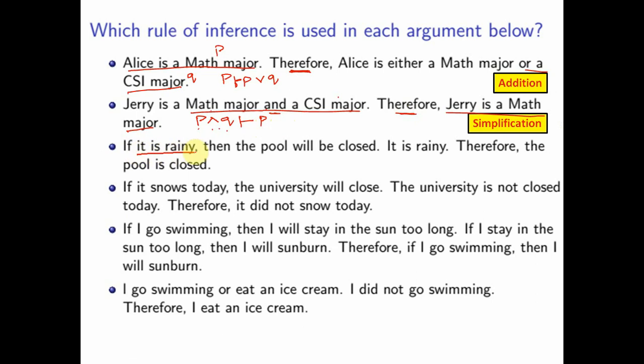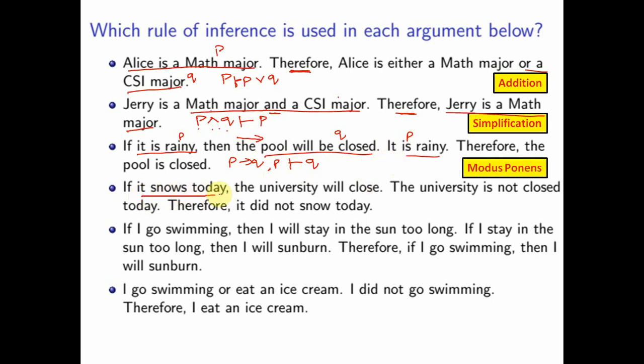If it is raining, P, then the pool will be closed, Q. It is rainy. This simply says if it is rainy, then the pool will be closed. P implies Q. It is rainy. Once again, P. Therefore, the pool is closed. Right? Quite simple. P implies Q and P, therefore, Q. Remember, what is this? Can you identify? This is the modus ponens.